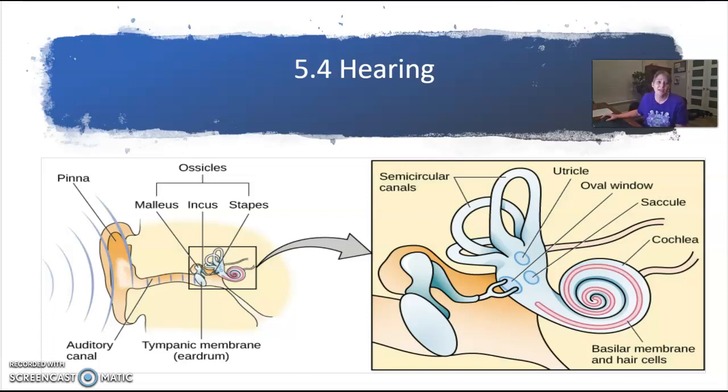Objective 3 is how we localize sound. Just like our eyes have monocular or binocular cues, our ears do the same. It's called monaural or binaural cues, and those are used to localize sound.